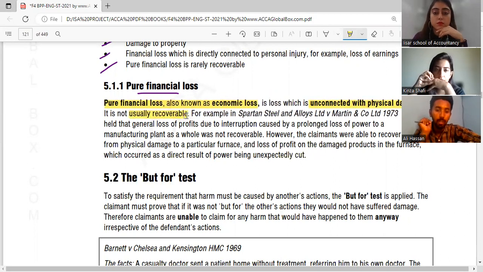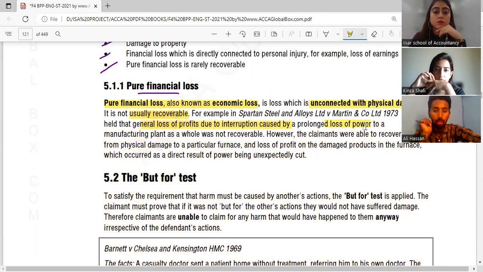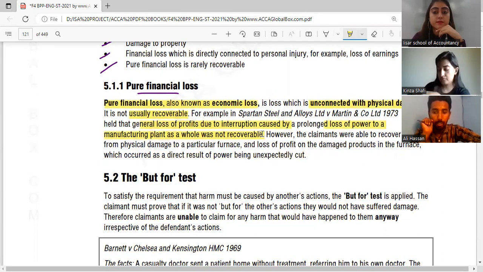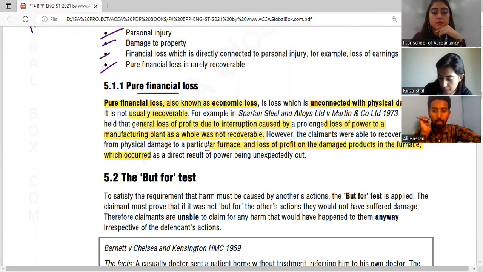For example, in Spartan Steel and Alloys Limited versus Martin, 1973, it was held that the general loss of profit due to the interruption caused by the prolonged loss of power to a manufacturing plant as a whole was not recoverable. However, claimants were able to recover losses from the physical damage to a particular furnace and the loss of profit on the damaged products in the furnace, which occurred as a result of power being unexpectedly cut.